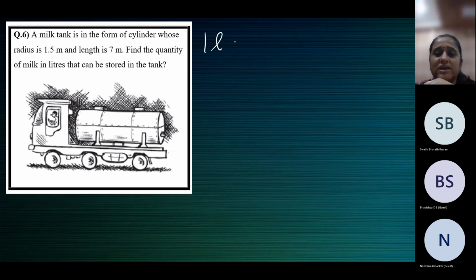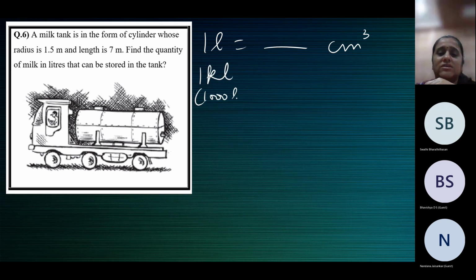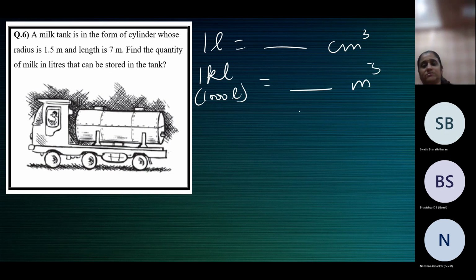1 liter is how many centimeter cubed? And 1 kiloliter, nothing but 1,000 liters, is equal to how many meter cubed? We have seen this earlier. Look into your book and find out the answer for this.